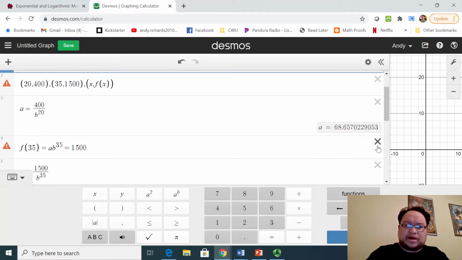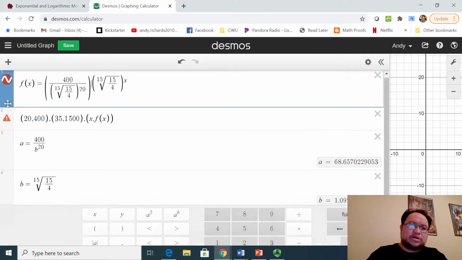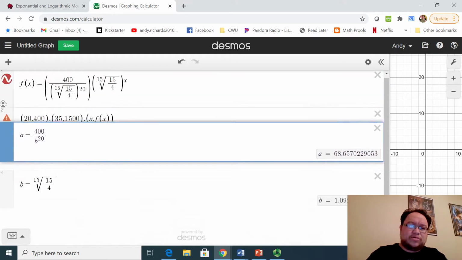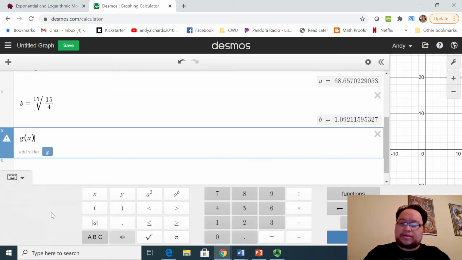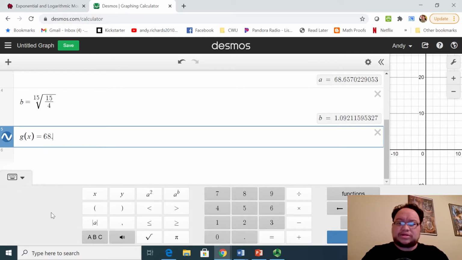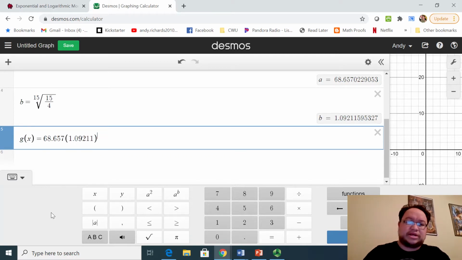So let me go ahead and get rid of some of this previous stuff, and then we can move on. So essentially, what we have here is an exponential function, some a b to the x, where our exact value is going to be this bit of mess right here. But if I wanted to clean that up a little bit, I could approximate it. I could say that it's really some 68.657. So I have about that much bacterial culture when I begin. And then I'm growing by about 9.2% in there as well.